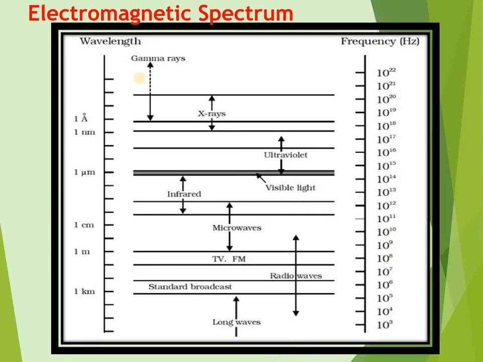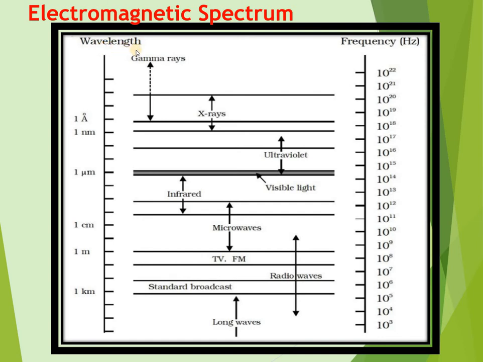So this is the picture. In terms of wavelength, as you go from top to bottom, the wavelength is increasing, from 1 angstrom, 10 to the power minus 10 meter, to several kilometers. On the right side, if you go from top to bottom, the frequency is decreasing, the descending order of frequency, from 10 to the power 22 to 10 to the power 3 Hertz. So all the waves are arranged from top to bottom in increasing order of wavelength or decreasing order of frequency.